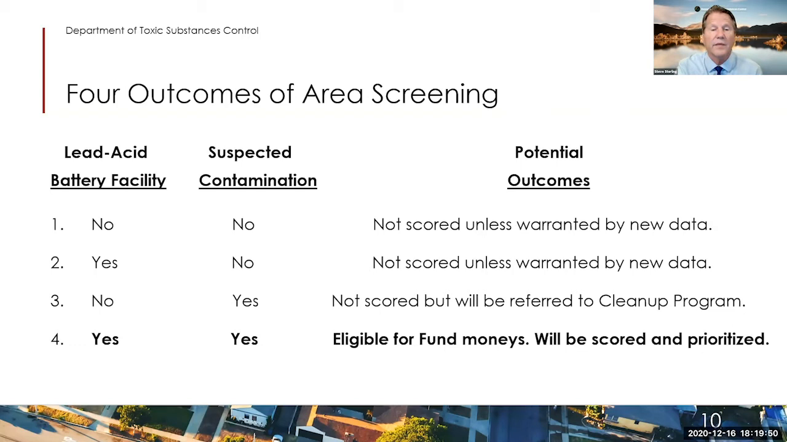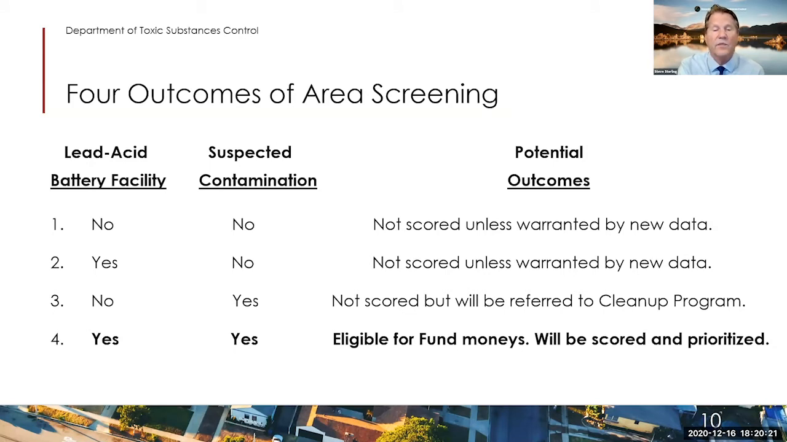In this scenario, the area being screened is not eligible to use monies from the Lead-Acid Battery Cleanup Fund because the facility in that area was not a lead-acid battery recycling facility as per the definition in Assembly Bill 2104. Therefore, the area will not continue through the remainder of the scoring process, but will be referred to DTSC's cleanup program.